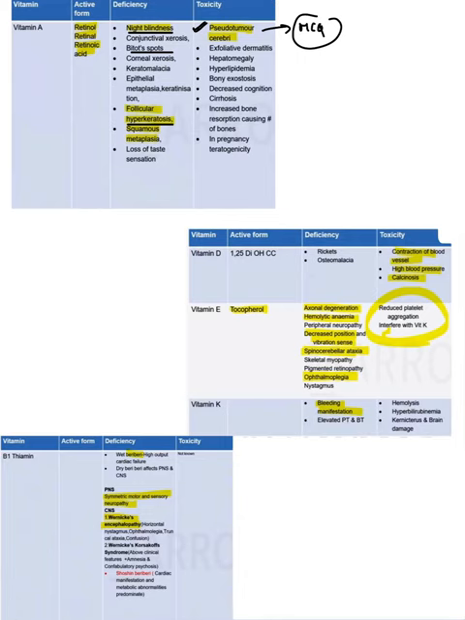Now vitamin D, that is a sunshine vitamin. The active form is 1,25 dihydroxycholecalciferol. Deficiency, rickets and osteomalacia, we already talked about. Toxicity, not very important. Vitamin E, tocopherol, what does it do? It can cause spinocerebellar ataxia, ophthalmoplegia, axonal degeneration. The most important thing is the hemolytic anemia.